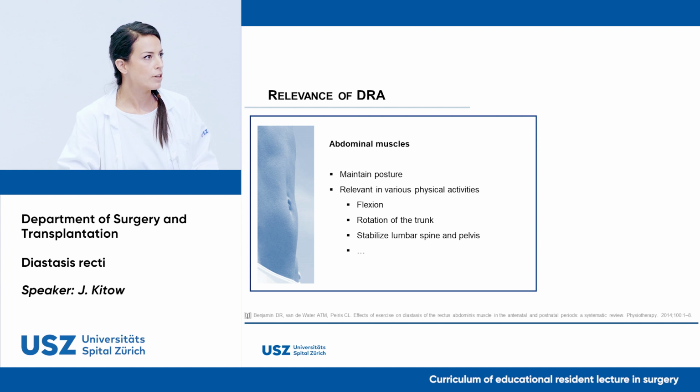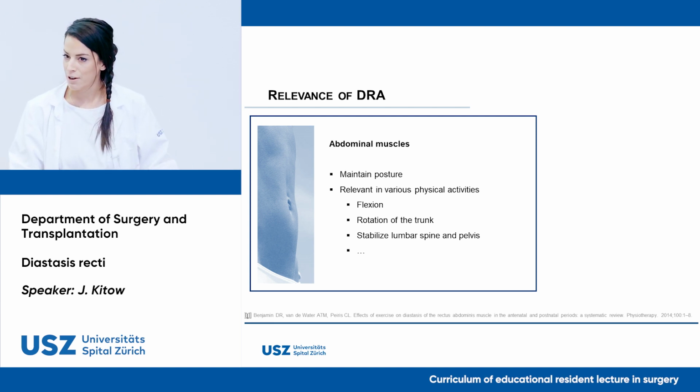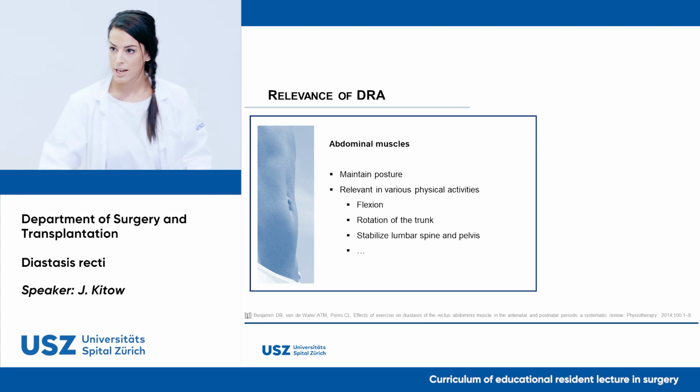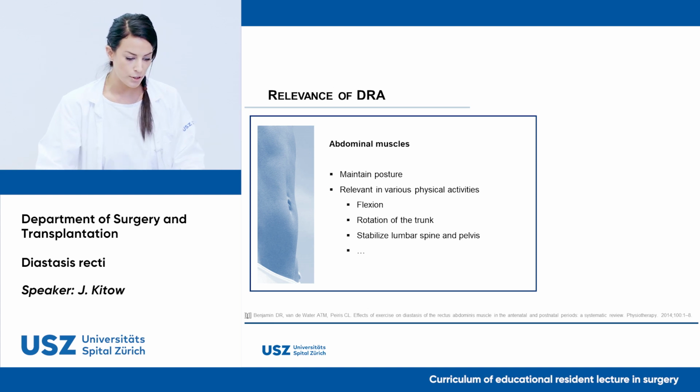So why is this relevant? The abdominal muscles are very important to maintain posture, and they are relevant in various movements of the body as well as in physical activities, such as flexion and rotation of the trunk, and they stabilize the lumbar and pelvic spine.